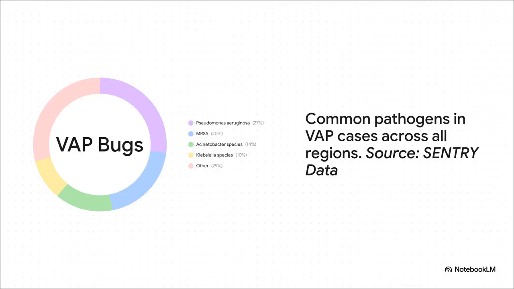This chart shows you exactly why we're so paranoid about these particular bugs. Look at the data. Pseudomonas is the undisputed king of the hill, causing over a quarter of all VAP cases. And who's right behind it? MRSA. Between just those two, you're looking at almost half of all infections. Then you've got other tough ones like Acinetobacter and Klebsiella. This is your most wanted list. These are the guys you're targeting with those initial antibiotics.